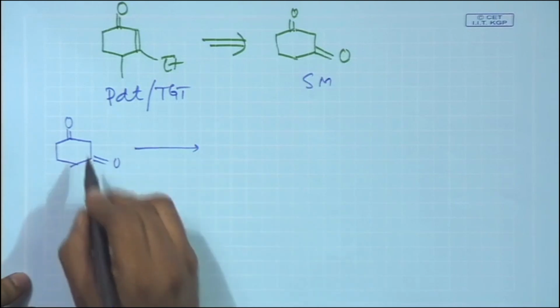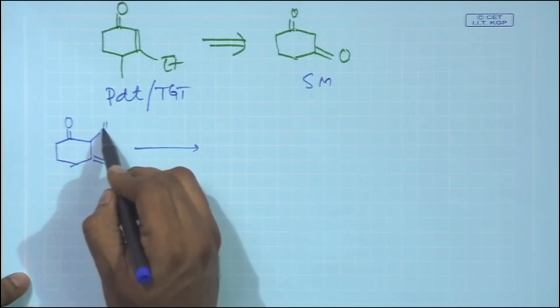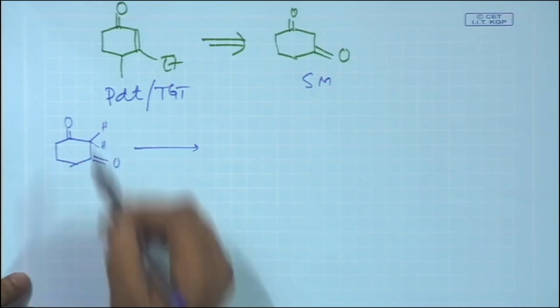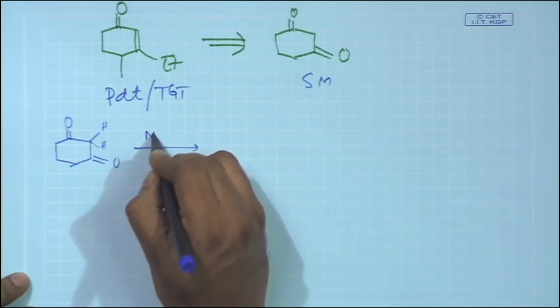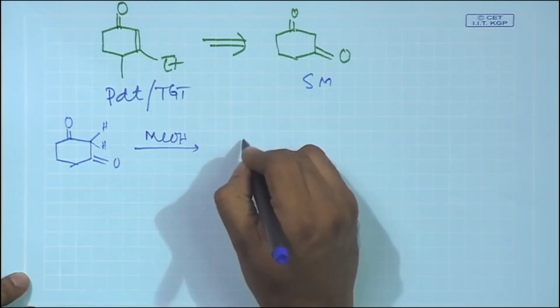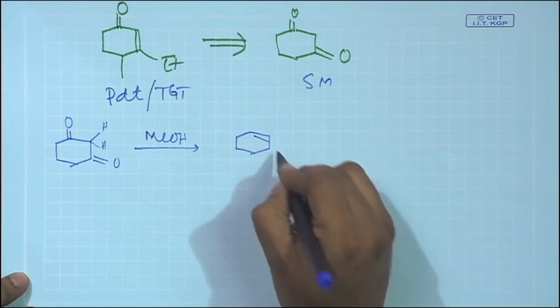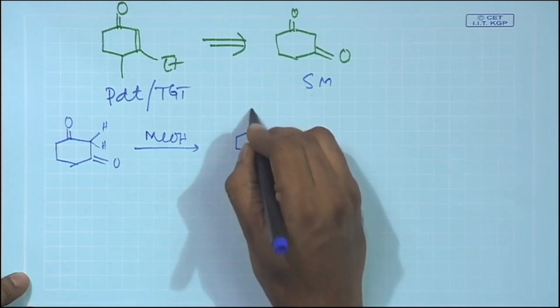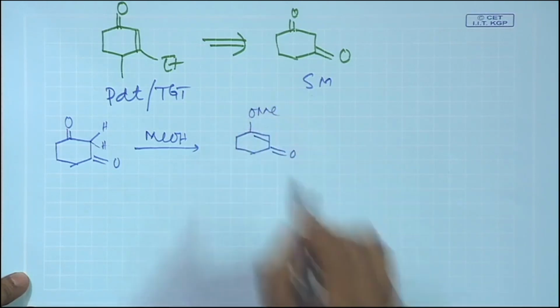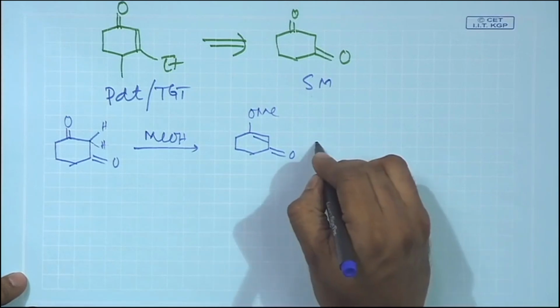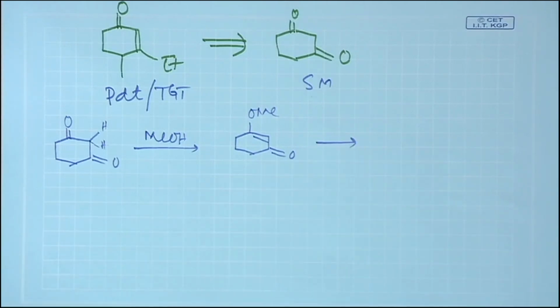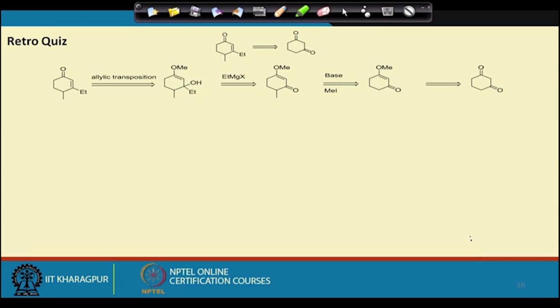Now, this compound has highly acidic hydrogens. So, if we treat it with simple methanol, this compound will enolize, and you basically get these things. Okay. Now, as I said, the target molecule has a methyl appendage or methyl substitution here.